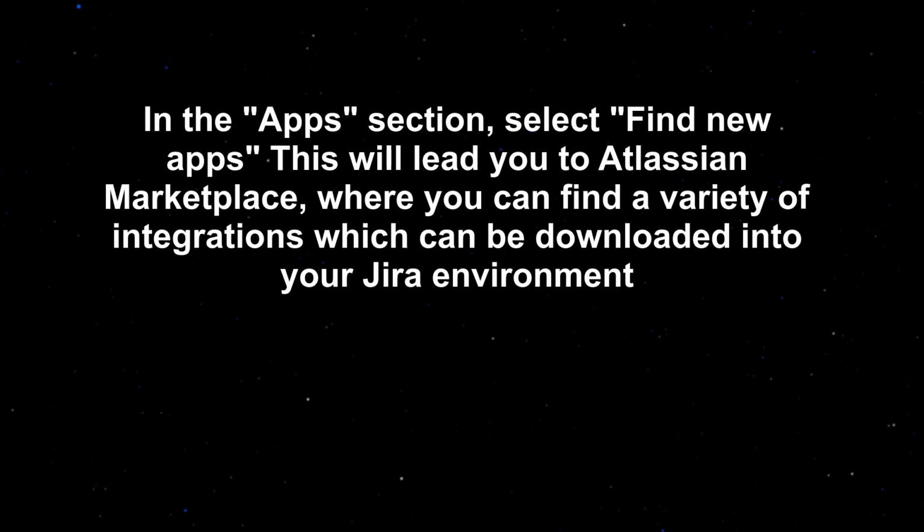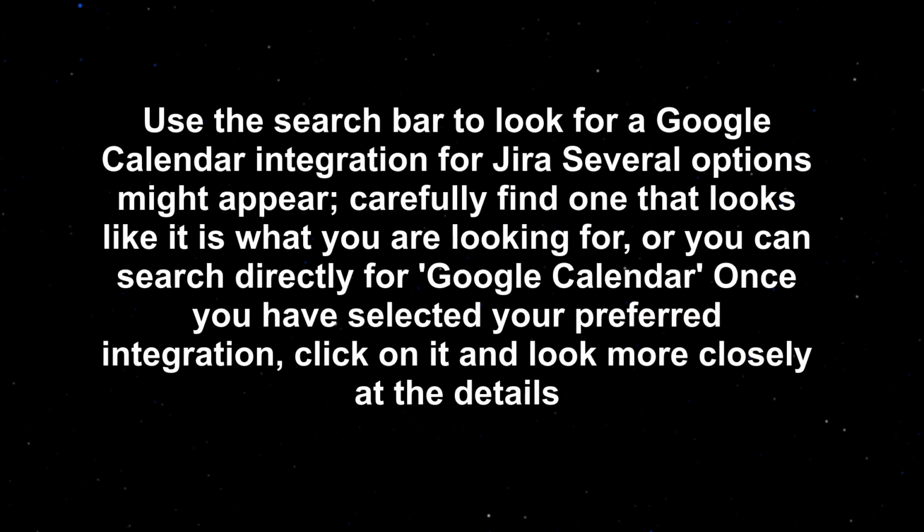This will lead you to Atlassian Marketplace, where you can find a variety of integrations which can be downloaded into your Jira environment. Use the search bar to look for a Google Calendar integration for Jira. Several options might appear. Carefully find one that looks like it is what you are looking for, or you can search directly for Google Calendar.